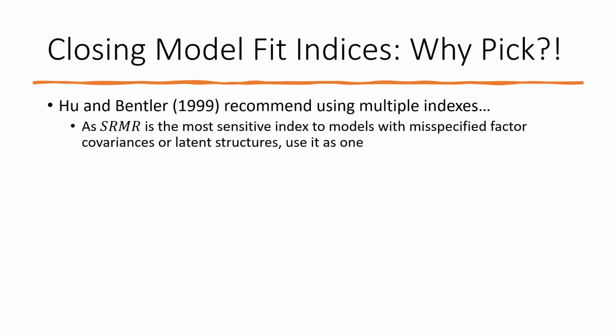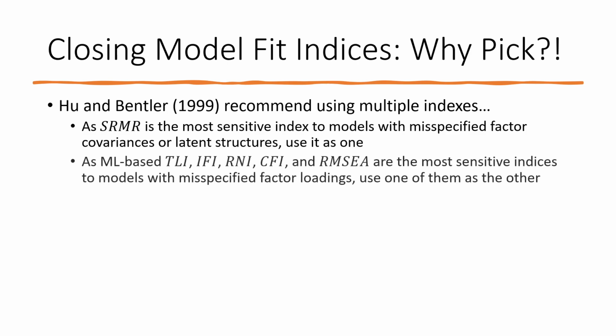Amidst their write-up, they discuss how the SRMR is sensitive to misspecification of factor covariance in latent structures. That is, when I have circles, those factors or latent variables, the relationships between them, SRMR is sensitive to whether that's specified correctly, while all of the rest of them are sensitive to misspecified factor loadings within the model. So my recommendation is you pick one of each or multiple of each. So SRMR is going to be one, and then you can pick some of TLI, IFI, RNI, CFI, RMSEA additionally too.